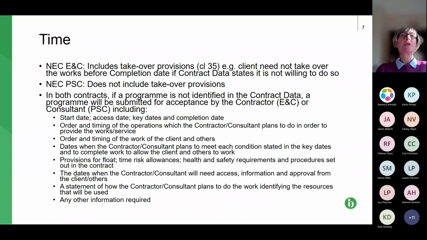In terms of programming, the contracts are pretty similar, as you'd expect. The key point is that if the programme isn't appended to the contract, then the first programme has to be submitted. So contractors have to submit it to their employer, or their client, the professional services contractor.